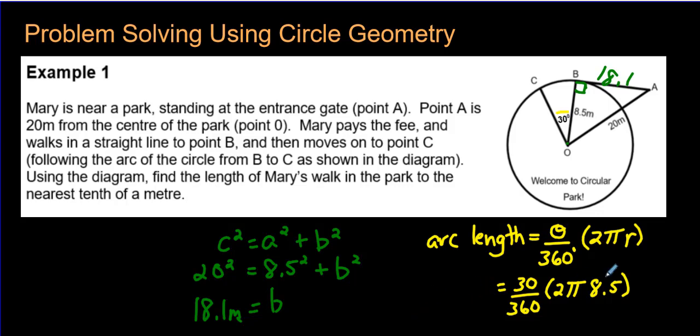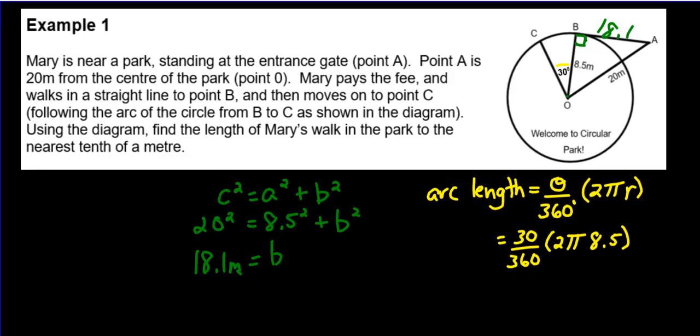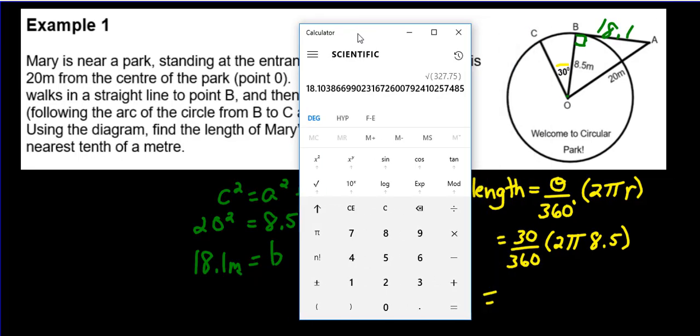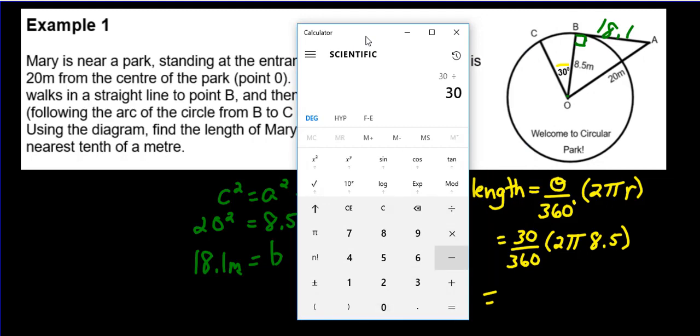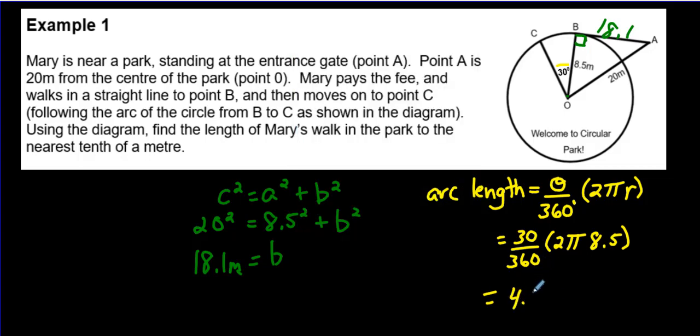I don't have a lot of room here. Maybe I will lift this up a little bit. And I'm just going to go on the calculator. Let's just move this over so you can see what I'm doing. 30 divided by 360 equals, then I'm going to multiply that by 2 times 3.14, and then multiply by 8.5. And I get 4.45. I'll just round it off. 4.45. And that would be meters. That is the distance from here to here, the arc length.